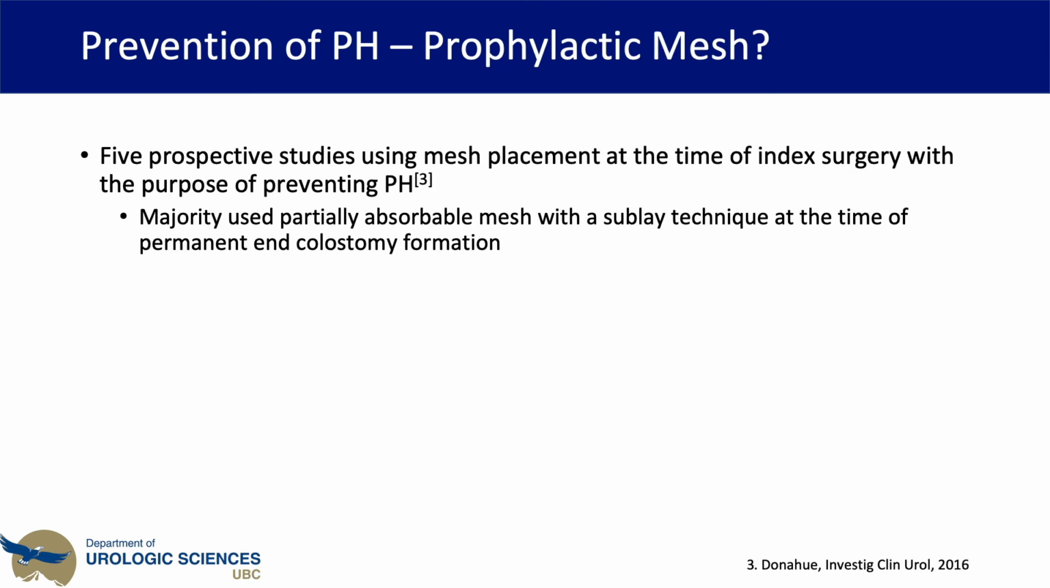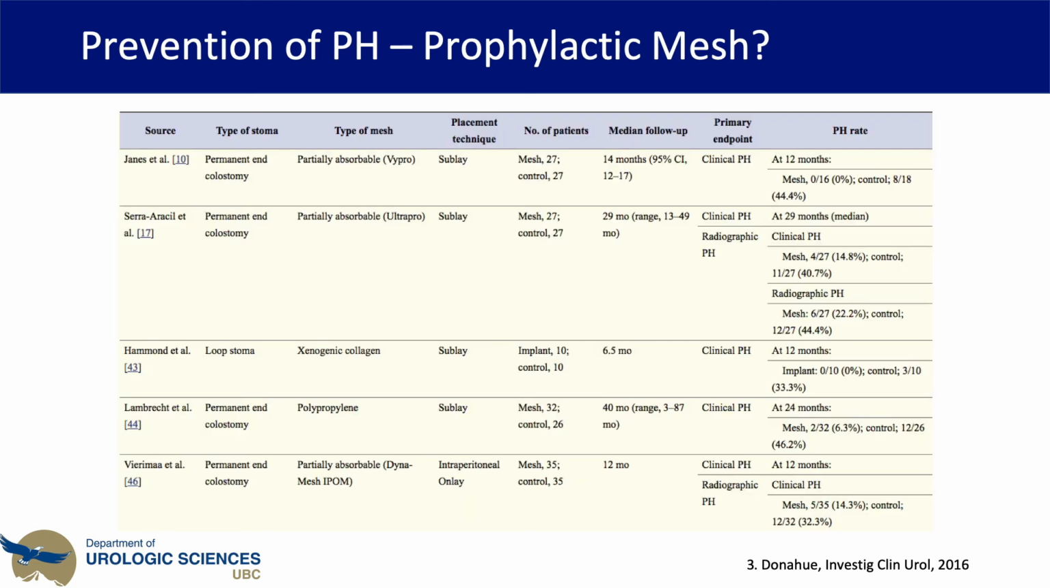Now looking at prophylactic mesh, there have been 5 prospective studies looking at mesh placement at the time of index surgery with the purpose specifically of preventing parastomal hernia. Most of them use partially absorbable mesh using a sublay technique, and these were mostly during end colostomy formation. These are the 5 studies. I put this more just for reference.